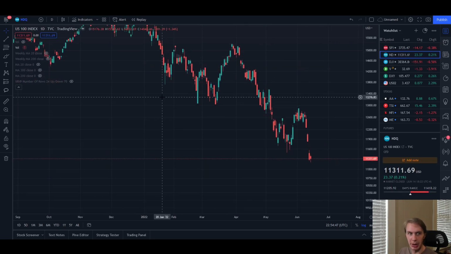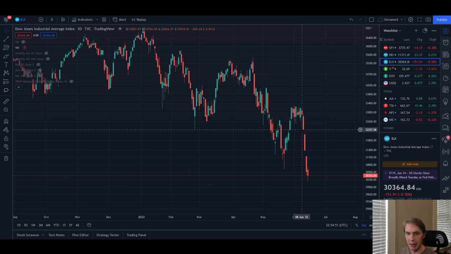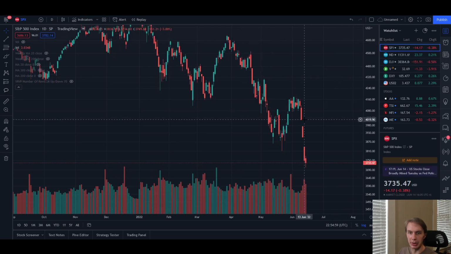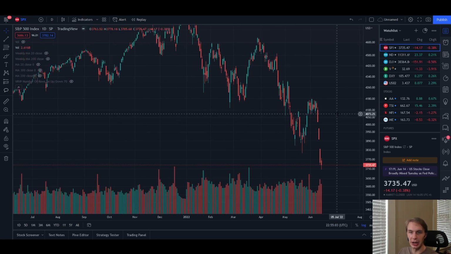NASDAQ, no better, gapping down, setting new lows. Dow Jones also gapping down and then setting new lows. Starting to slow its pace a little bit today, but obviously that's no guarantee of it finding any kind of local bottom. But at least we broke this trend of just gapping down. But risk assets are terrified right now.